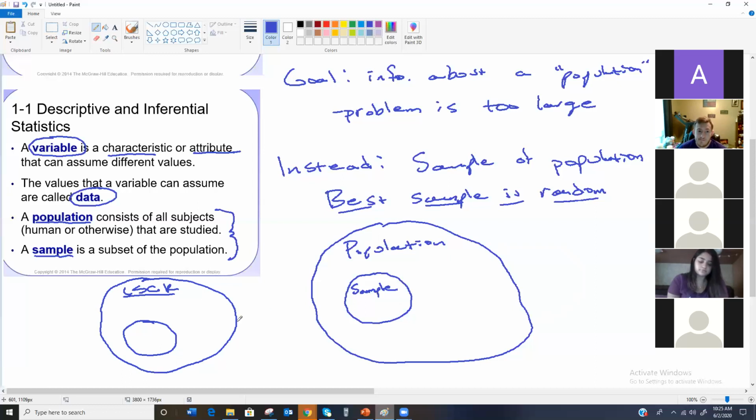Now they could be in both. Like you could sample a student that went to both colleges, but they at least have to be a student at Lone Star College Kingwood before they're going to be included in your sample.